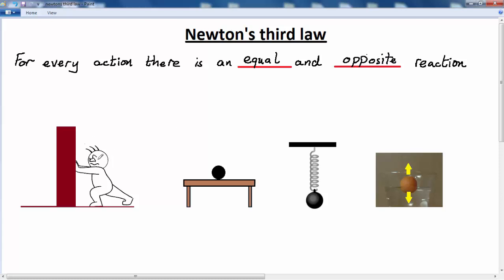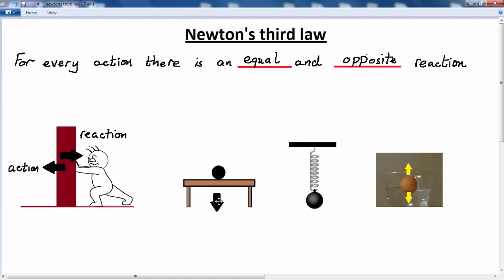So for example, if we look at this fellow here, he's pushing against this brick wall. We'll call his push the action, but at the same time the wall is pushing back against him, and we'll call this the reaction. So the reaction and the action are equal but opposite. The forces are balanced.